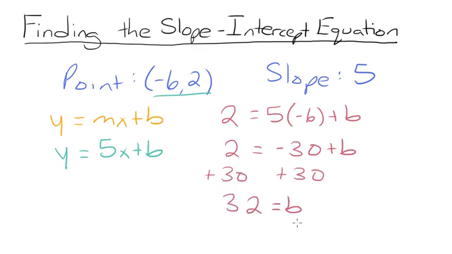So our y-intercept is 32. Now we can go back here and plug this value in for b. So we have y equals 5x plus 32.